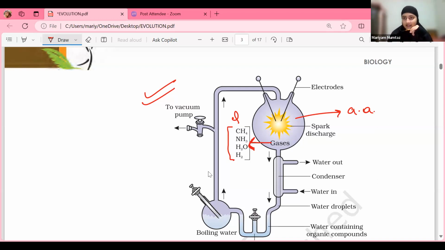Okay, this is direct in the MCQ part. So the name of the gases is very important. So this is clear? Any doubts?